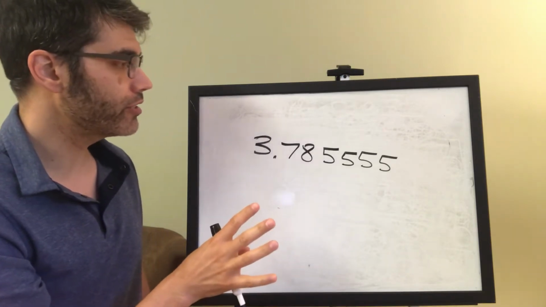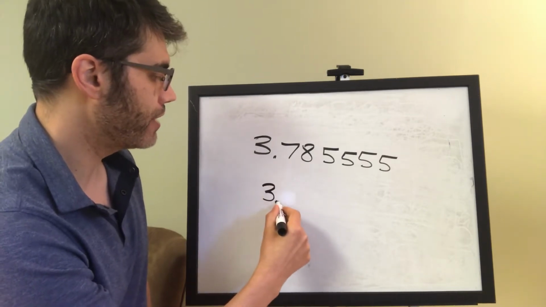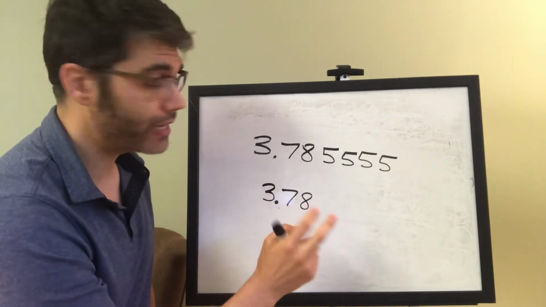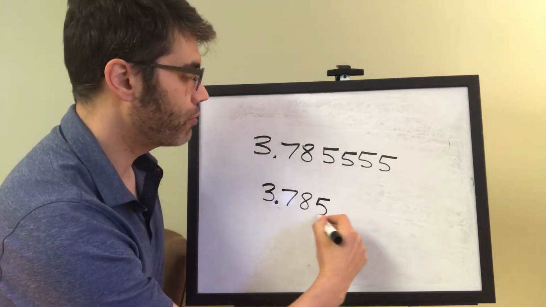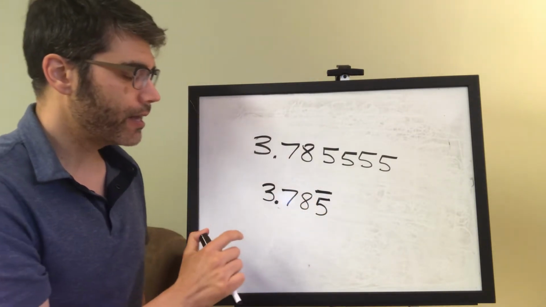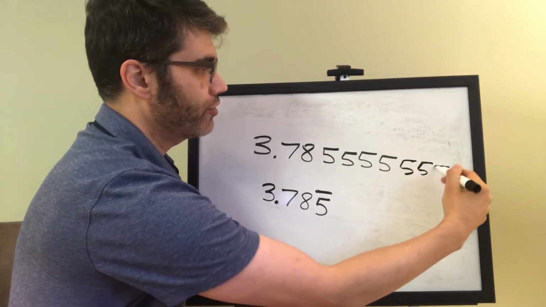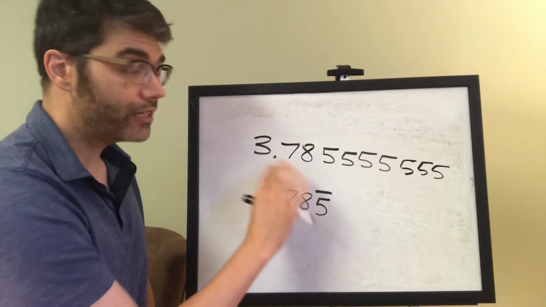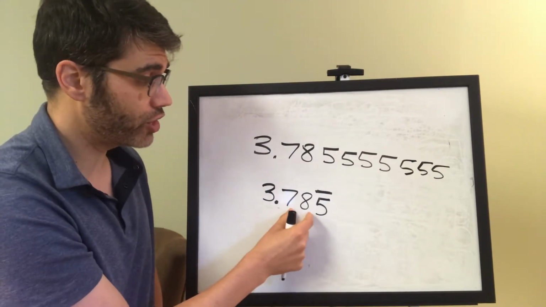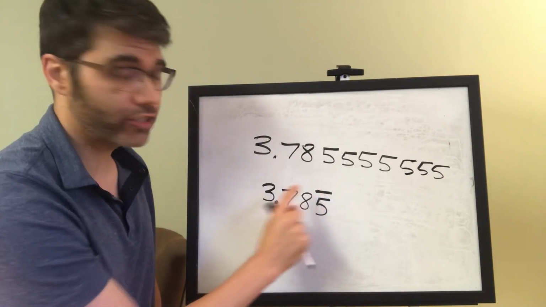So in order for us to really show that very specifically, we'll be able to put it in this form. 3.78, the 7, 8 is not repeating, so we're not going to put a bar above that, but we will put a bar above the 5. So this would be the best way to represent what's really going on here, that this is going to be 5s forever, but the first 2 numbers here are not going to be repeating. So that's why we put the bar just over the 5.